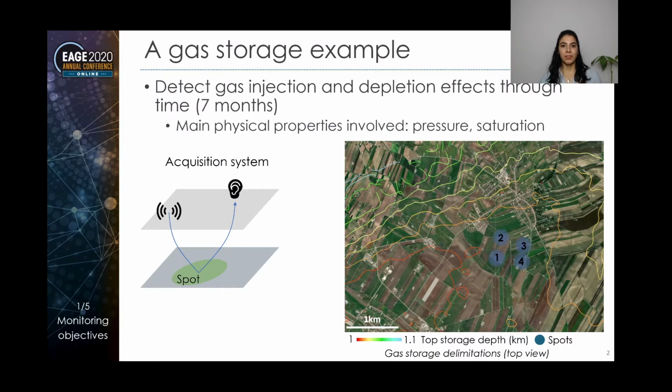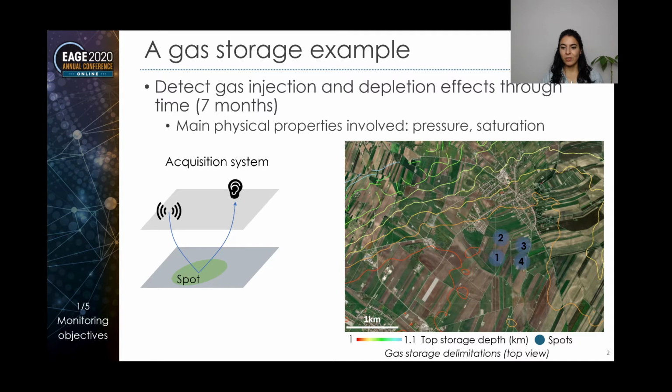Now here is the field case. We were for 7 months on a gas storage field and we had to monitor the pressure variation on 4 spot locations. Now, let's be honest. Thanks to one source and one receiver location, we will not be sensitive to a seismic bin, but we will be sensitive to the Fresnel zone.